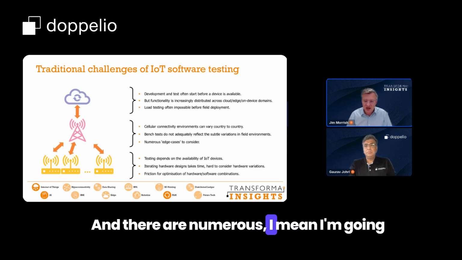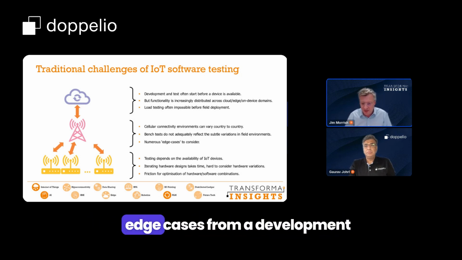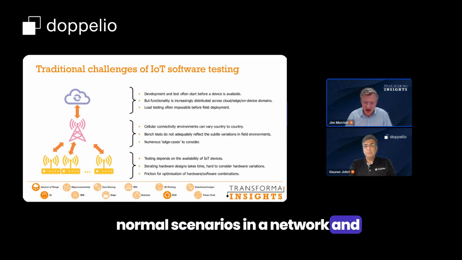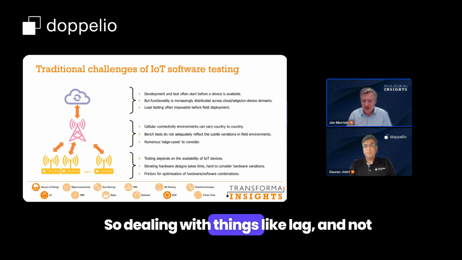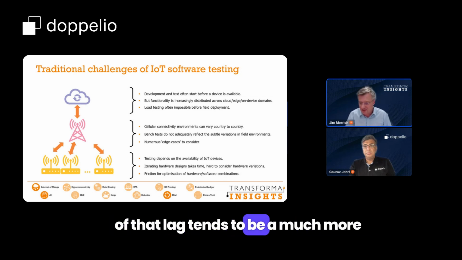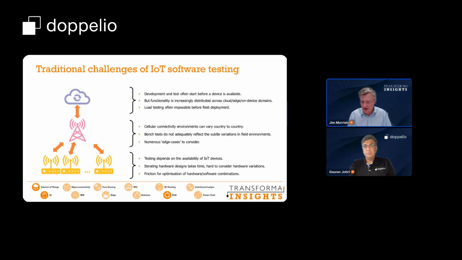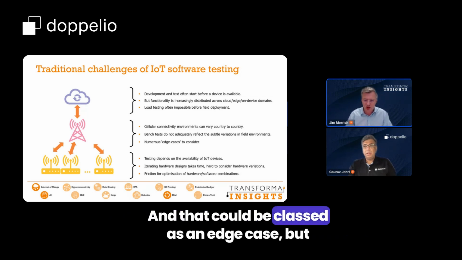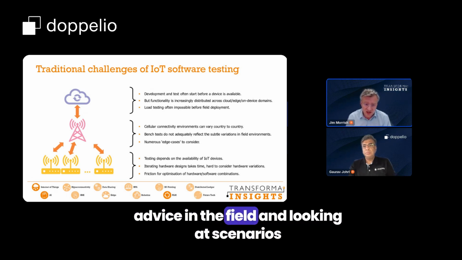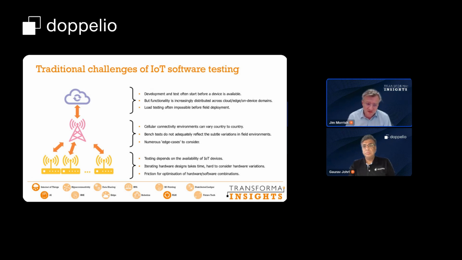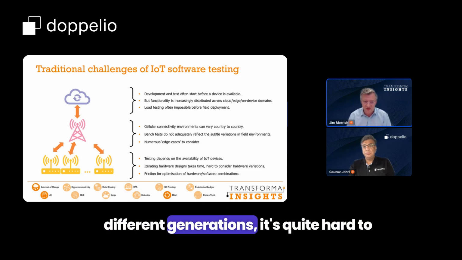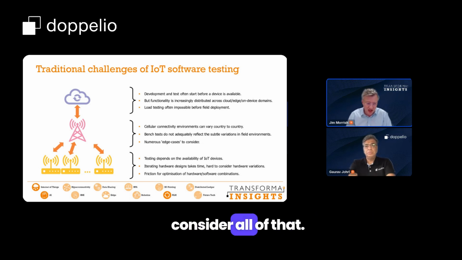And there are numerous, I'm going to call them edge cases, and they might be edge cases from a development perspective, but they can be very normal scenarios in a network and operating environment. So dealing with things like lag, and not just lag, but the jitter or the variance of that lag, tends to be a much more critical thing than the lag itself. That could be classed as an edge case, but it's part of day-to-day running, frankly, of a device in the field. And looking at scenarios for how that might vary, looking at roaming between different networks or fallback onto different generations, it's quite hard to consider all of that.